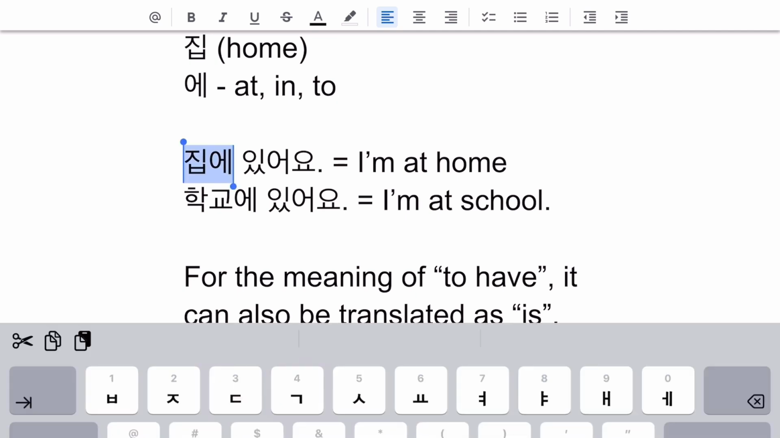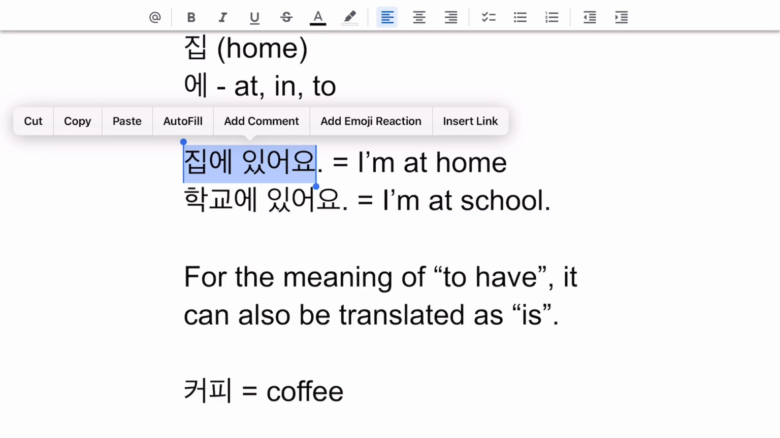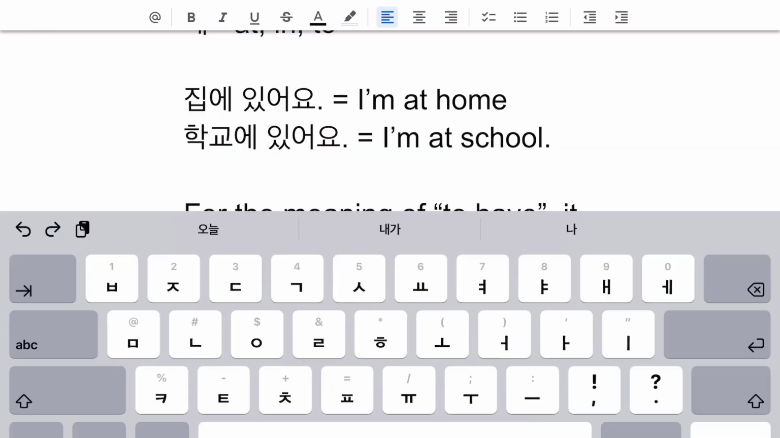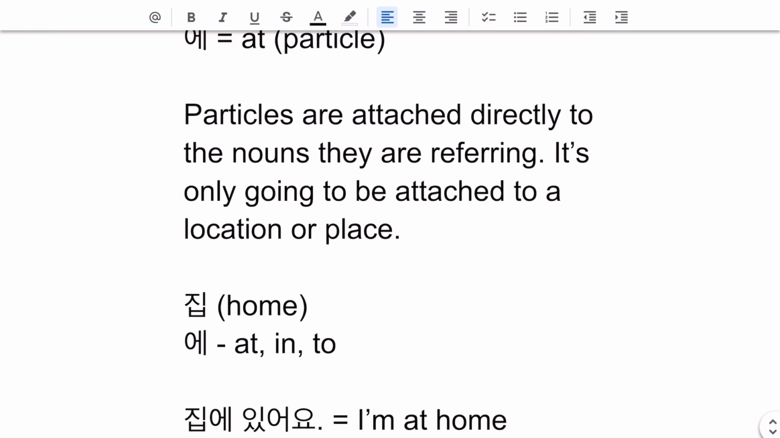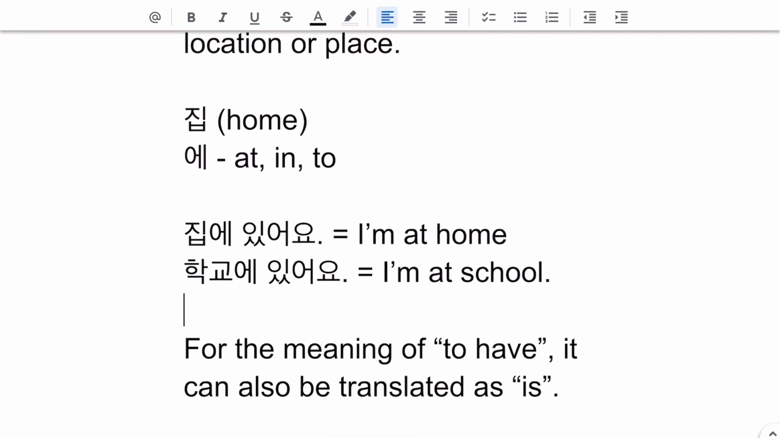So I'm at home. 집에 있어요. 집에 있습니다. 집에 있어. 학교에 있어요. 학교에 있습니다. 학교에 있어. I'm at school, right? You don't have to try really hard to learn this particle right now, because we are going to have a separate lesson on that later. But I'm just bringing it up now because when I give you the independent study test, the little listening and reading, it might have something like this in there. So I don't want you to be confused.